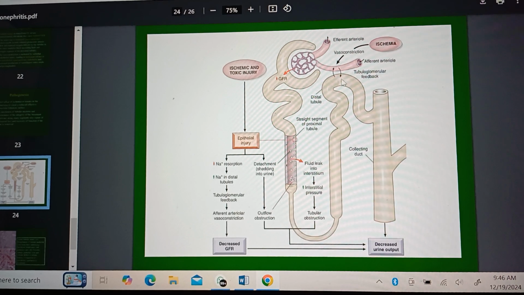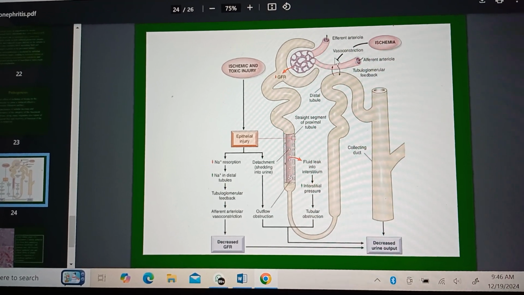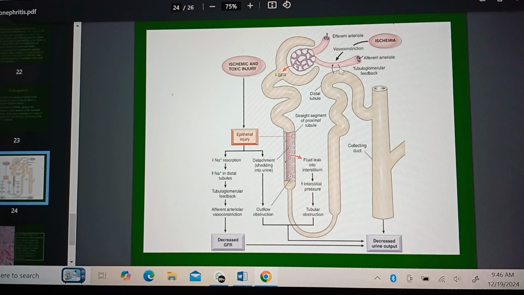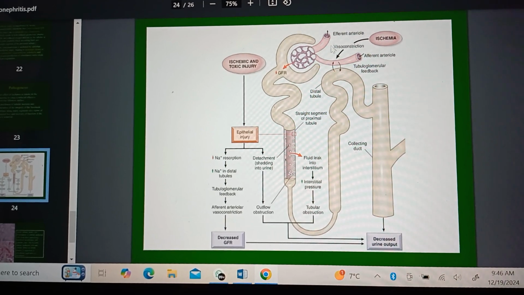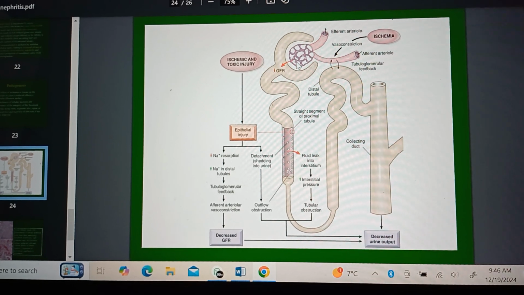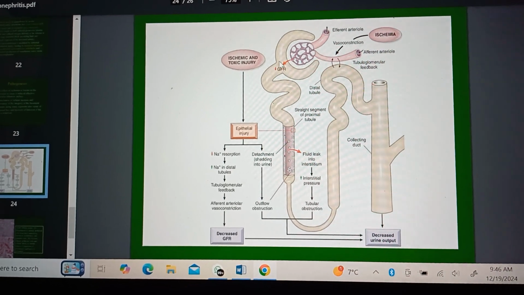So this more sodium which has come here will trigger the tubuloglomerular feedback mechanism. It will tell the arterioles to constrict, so there will be a vasoconstriction. So you understand, the main problem which has happened here is the ischemia and toxic injury.